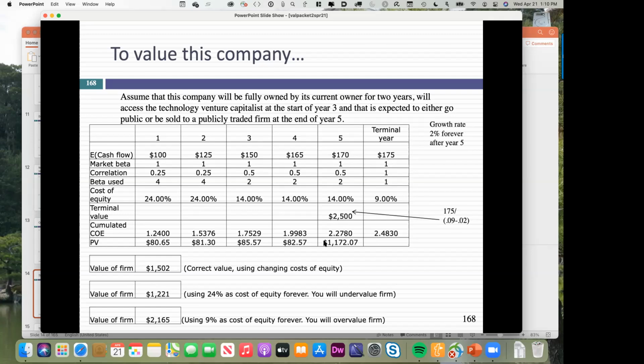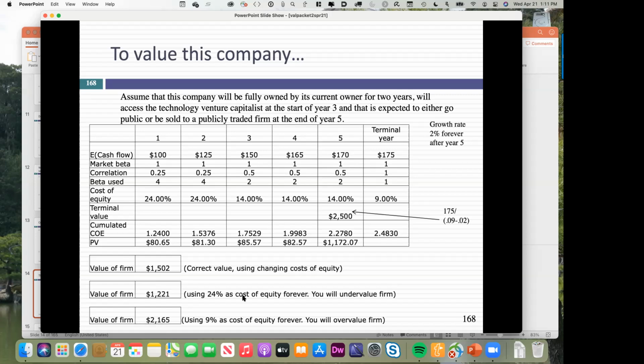So the way this shows up then is my cost of equity is 24% for the first 2 years, 14% for the next 3, and 9% thereafter. Remember we talked about cumulated discount rates. If your discount rate changes over time, you got to remember to accumulate the discount rate. The cumulated cost of equity reflects that cumulated discount rate. What I get is a value for the firm, if I use the right discount rate here, which is 24% for the first 2, 14% for the next 3, 9% thereafter, of about 1.5 million.